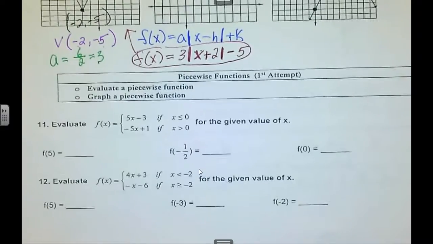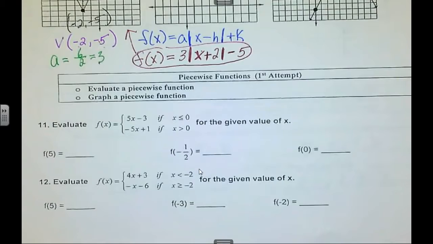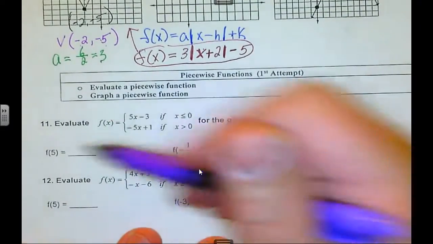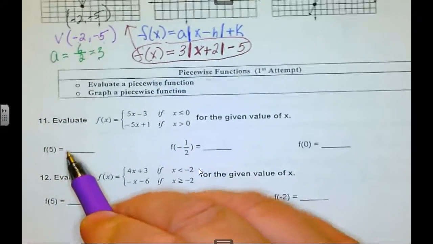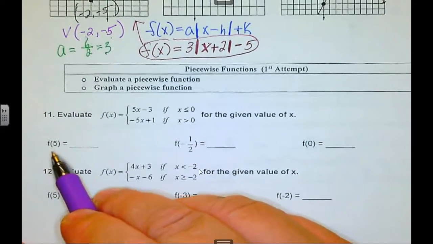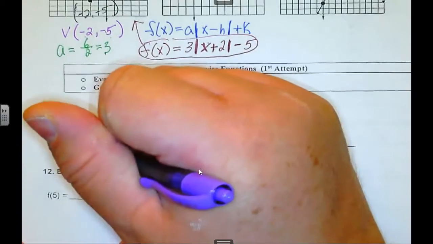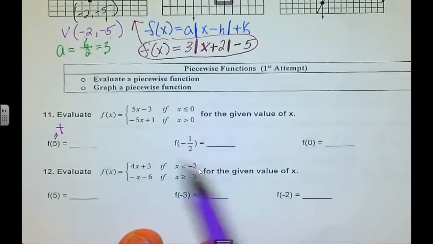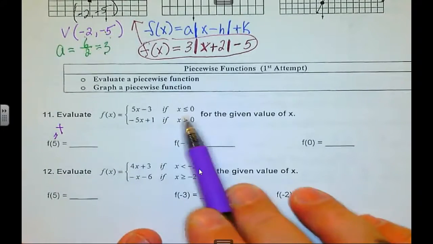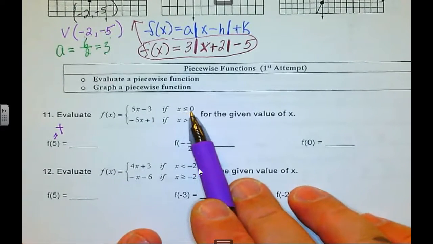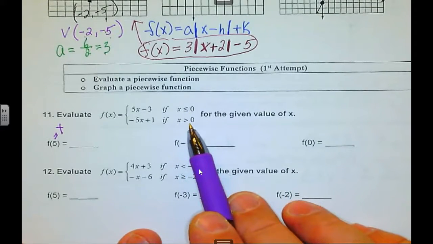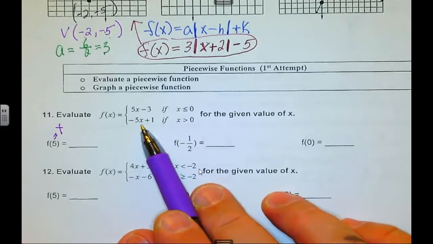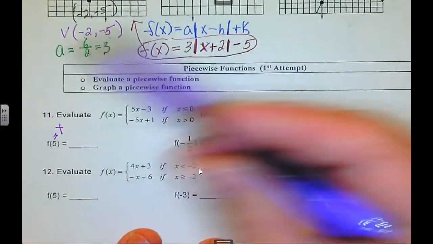Okay, evaluating piecewise functions. Now, remember, function notation is just the 5 is what equals x. So you look at 5 and you go, well, is 5 less than or equal to 0? No, it is not. Is 5 greater than 0? Yes, it is.